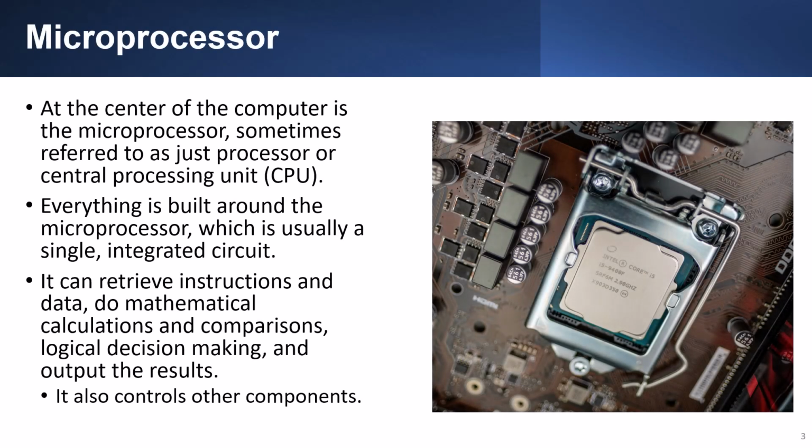At the center of the computer, logically speaking, is the microprocessor, sometimes referred to as just the processor or central processing unit or CPU. Everything is built around the microprocessor, which is usually a single integrated circuit. This integrated circuit is made from a single wafer with millions, if not billions, of microscopic electronic components such as resistors, capacitors, diodes, and transistors in a way that when certain electrical signals are sent to it, it can retrieve instructions and data, do mathematical calculations and comparisons, logical decision making, and output the results. It also controls other components. The processor typically is the fastest component on the computer.